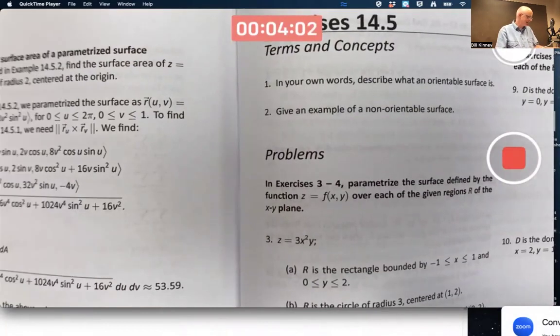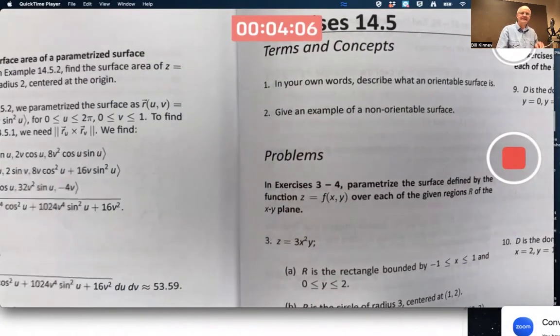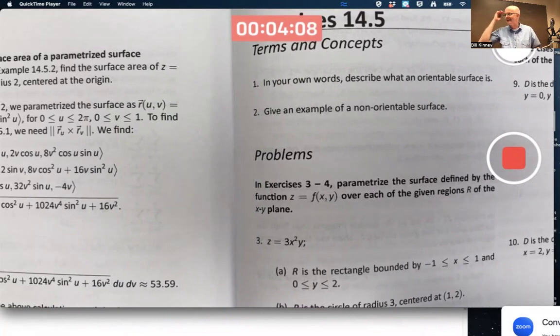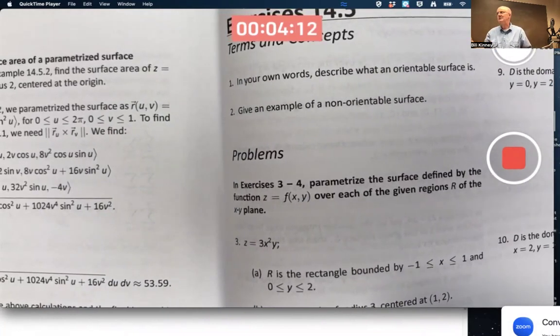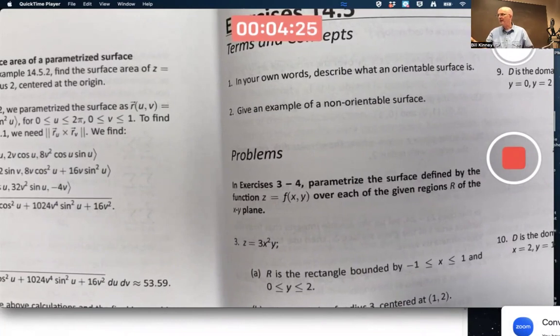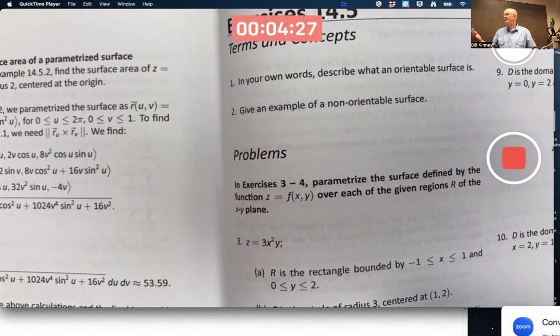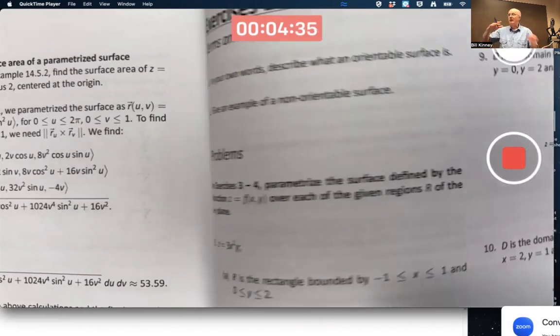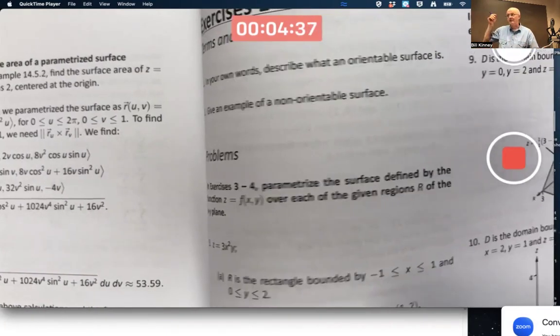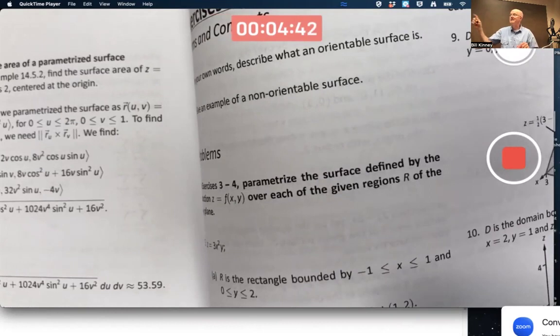The title of the section is Parameterized Surfaces and Surface Area. We're ultimately after surface integrals, but we need some warm-up. And to tell you the truth, the hardest part about this is understanding how to parameterize surfaces instead of parametric curves. But here's the key insight.